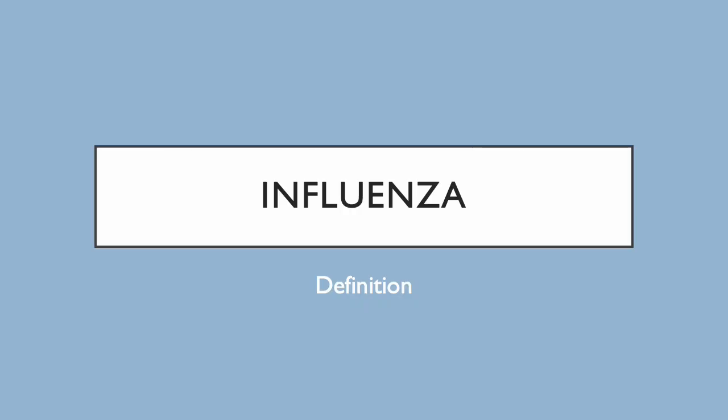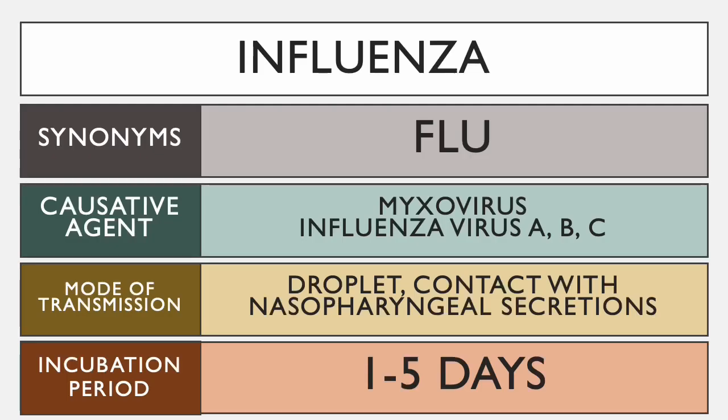Now, moving on, we have influenza. Now, influenza is most commonly known as flu. We usually call it trangkaso. Okay, so it's caused by a mix of virus. And we have 3 types of viruses. You have influenza virus A, B, and C. And we will talk about these types of viruses in a little while.